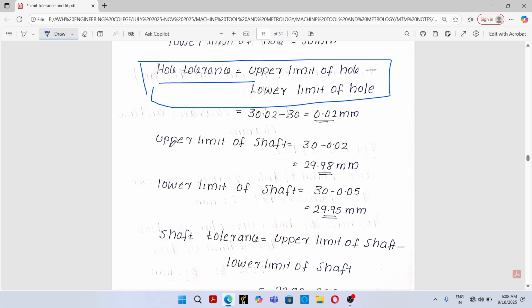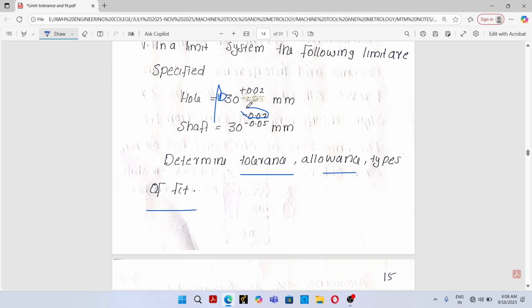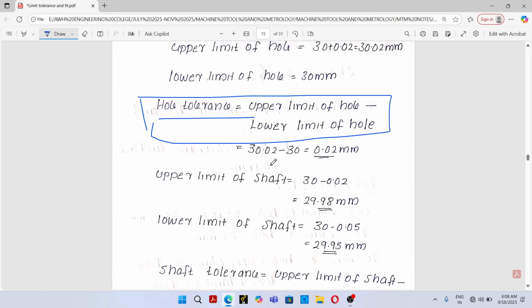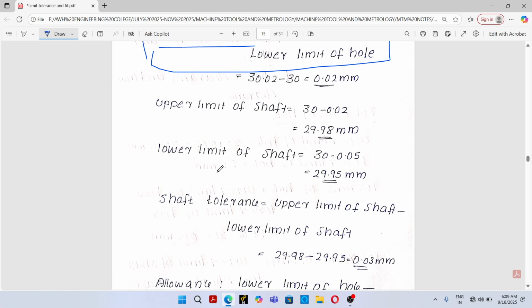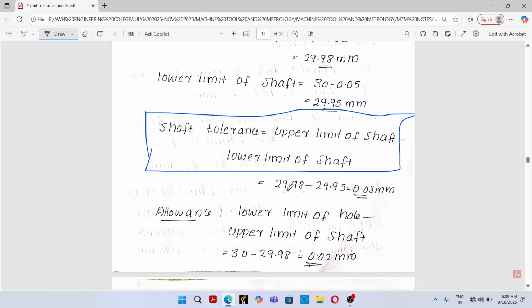Then in the case of shaft, upper limit of shaft is equal to 30 minus 0.02. Here you can see that this minus 0.02 is the upper limit of shaft. So upper limit of shaft is equal to 30 minus 0.02, 29.98 mm. Lower limit of shaft is equal to 30 minus 0.05, 29.95 mm. So shaft tolerance is equal to upper limit of shaft minus lower limit of shaft. That is 29.98 minus 29.95 equal to 0.03 mm.